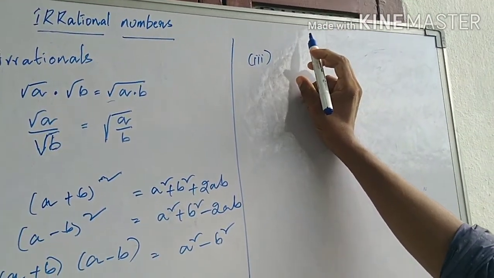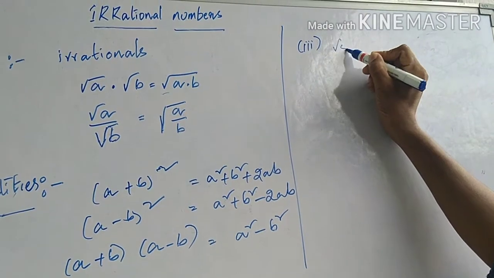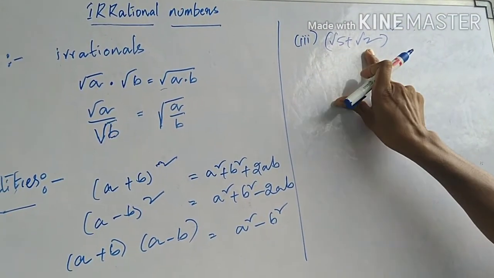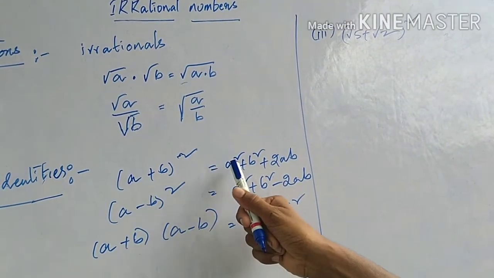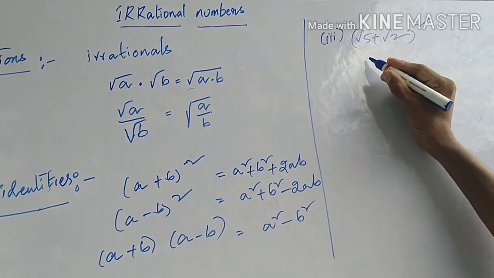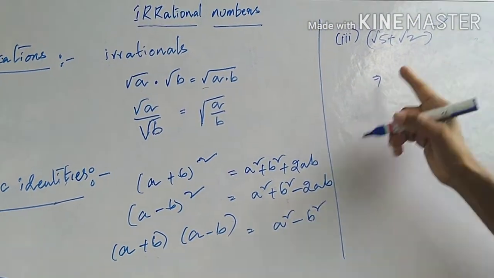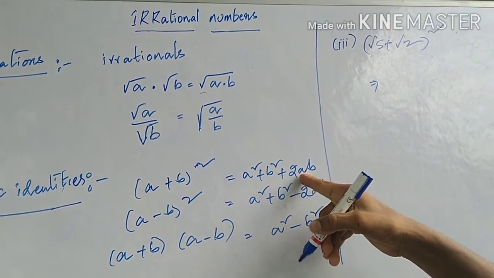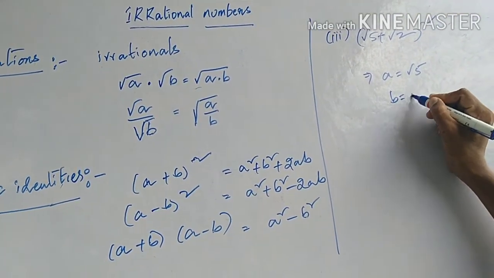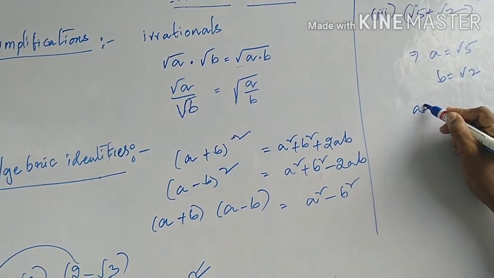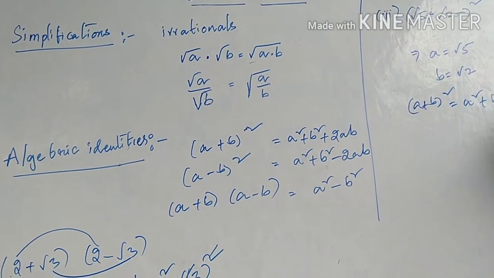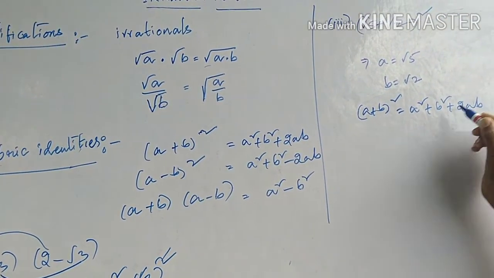Next, third one, root 5 plus root 2 whole square. It is of the form a plus b whole square. The result is a square plus b square plus 2ab. So a plus b whole square is equal to a square plus b square plus 2ab. Here a is equal to root 5 and b is equal to root 2.